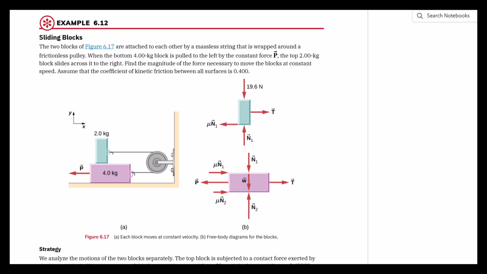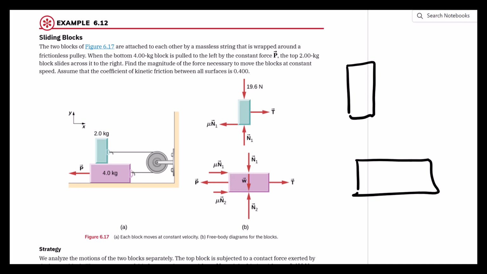So I'm going to do a free body diagram of the block at the bottom and of the block at the top. I want to move the blocks at a constant speed, and the kinetic friction between all surfaces is 0.4. So they each have a tension, and that tension is the same as that tension.